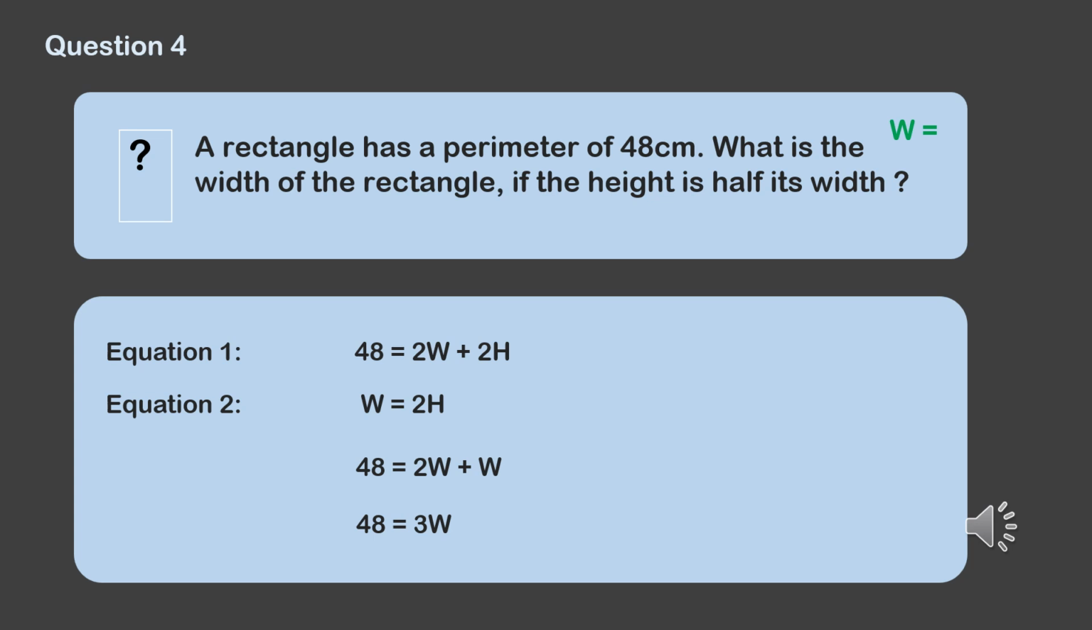To find the value of w, I need to use the inverse of times 3, which means w equals 48 divided by 3. So w equals 16 centimeters, and that's my width.